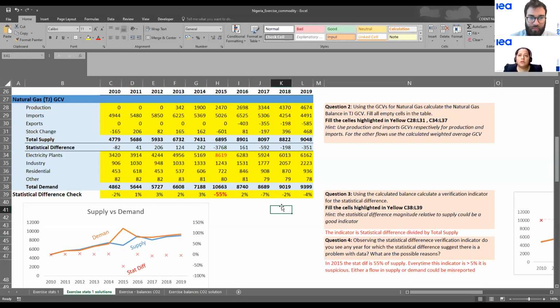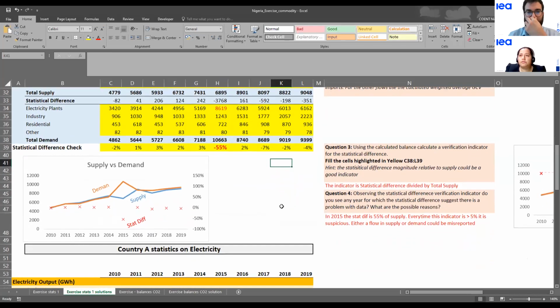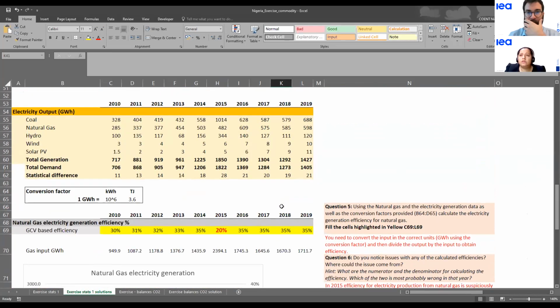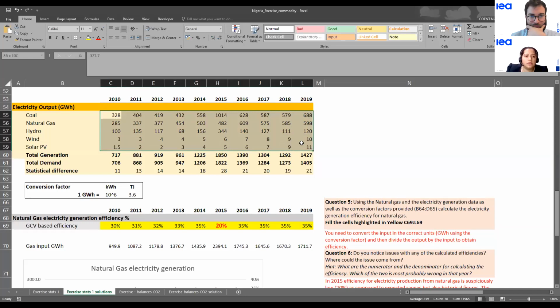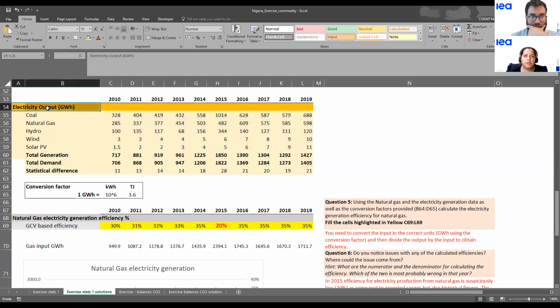So now if we go to question 5, it says, using the natural gas and the electricity generation data as well as the conversion factors in B64. So here you see we have the electricity output in gigawatt hour, and then we have conversion factors to convert from gigawatt hour to terajoule or terajoule to gigawatt hour. So here it says, calculate the electricity generation efficiency for natural gas. So here it's the yellow cells. So how do we calculate that?